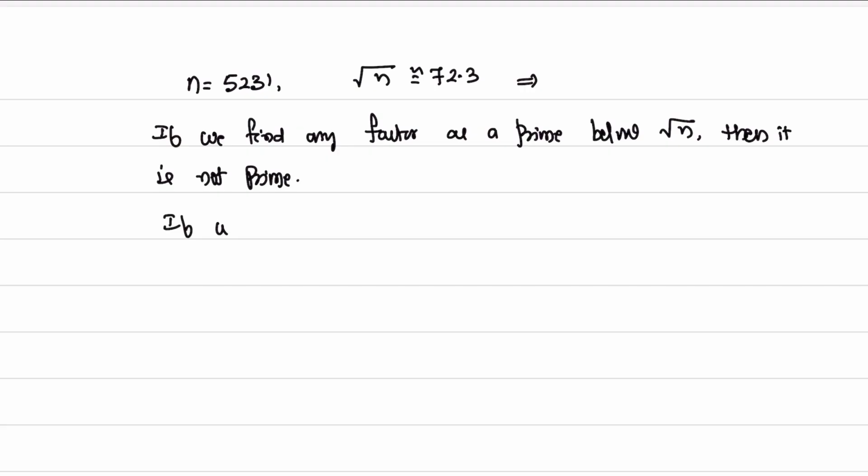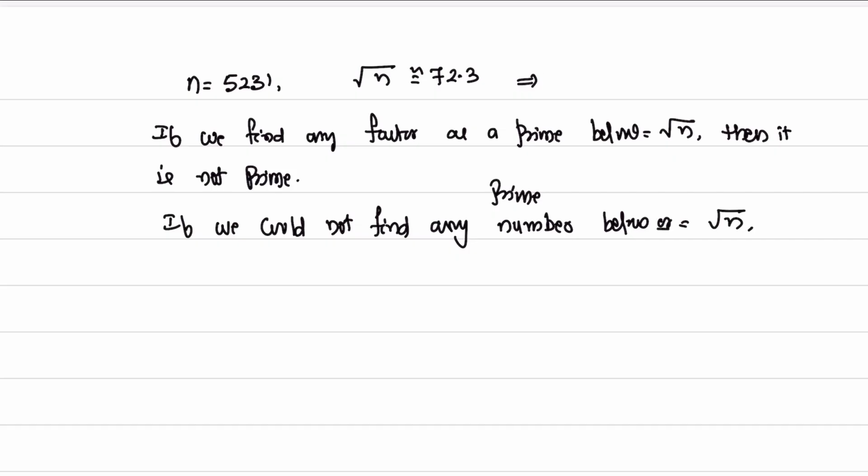If we could not find any number, any prime number below or equal to the square root of n as a factor, then it is prime. Please remember these two sentences.